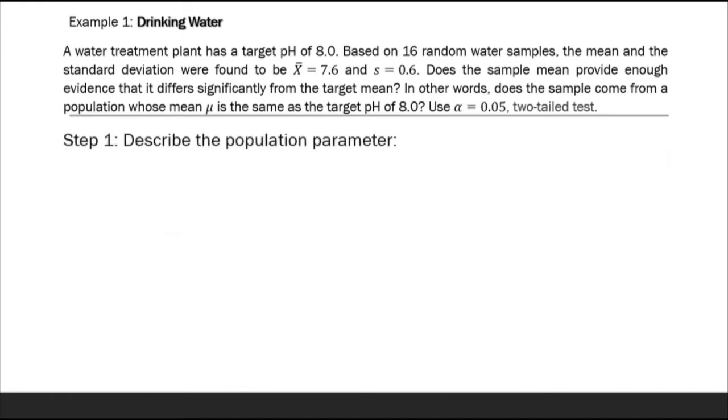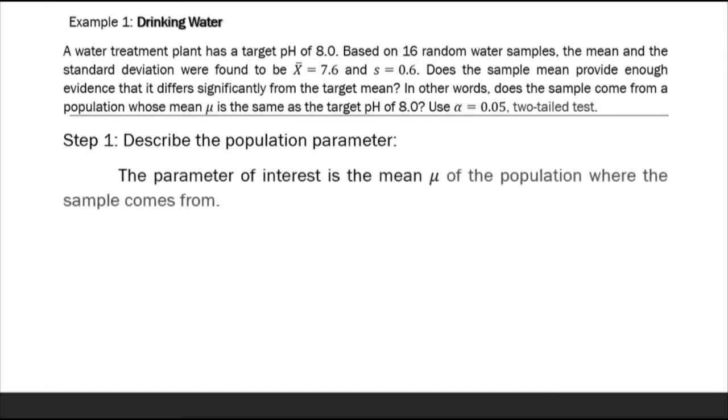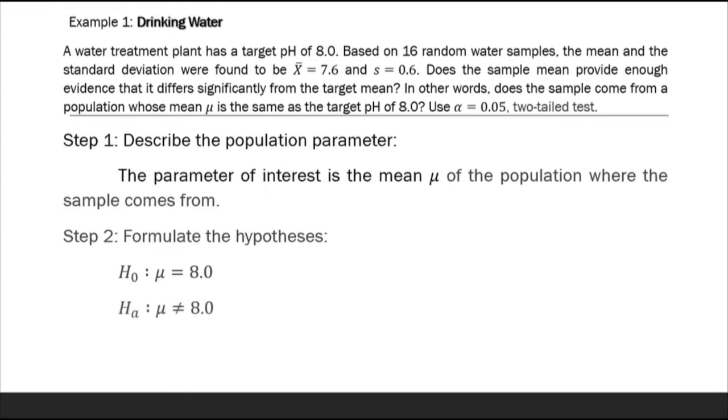Step 1, describe the population parameter. The parameter of interest is the mean mu of the population where the sample comes from. Formulate the hypothesis. So yung ating null hypothesis, or H sub 0, is mu equals 8.0. Iyan din yung ating target na mean. Then ang ating alternative hypothesis, H sub A, is mu is not equal to 8.0.